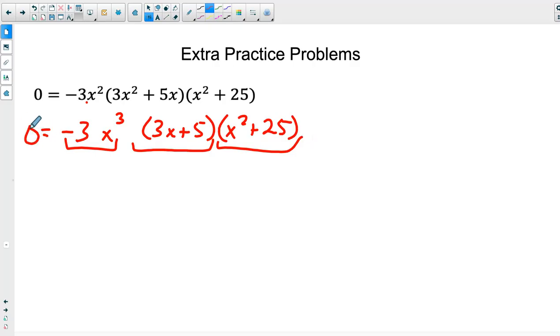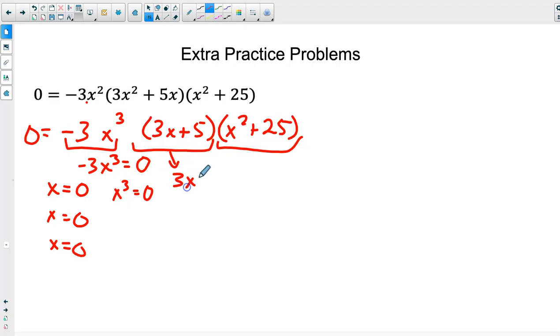Remember, if this is equal to 0, I set every piece equal to 0. So negative 3x cubed equals 0. What's x have to be? 0. Yeah. 3 of your solutions are simply x equals 0. We can go through that. I was hoping we wouldn't have to. But if I solve this, well, I divide by 3, I get x cubed equals 0. There's only one option, right? There's only one thing it can be. But you could take a cube root, you'd still get 0. So that's that.